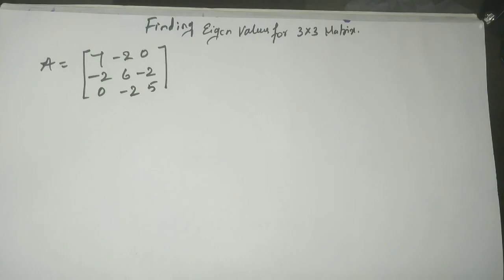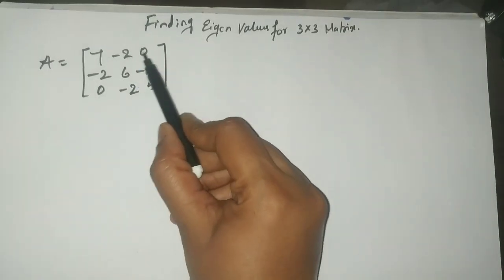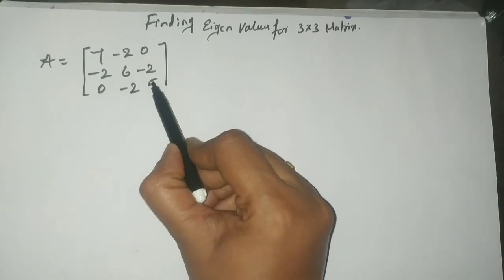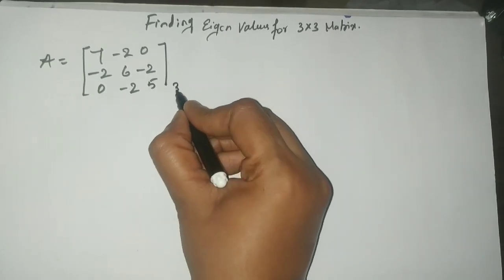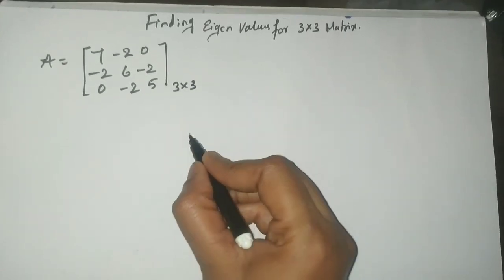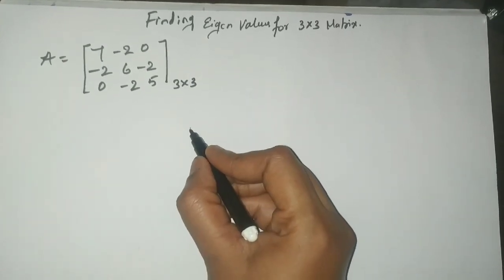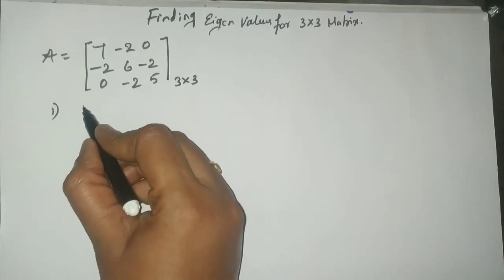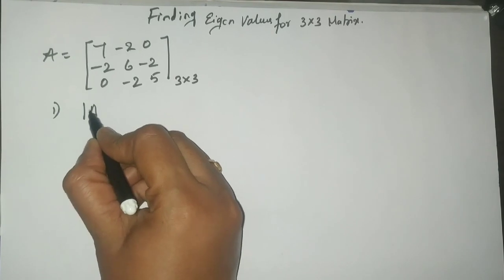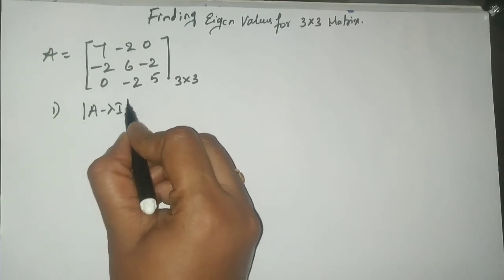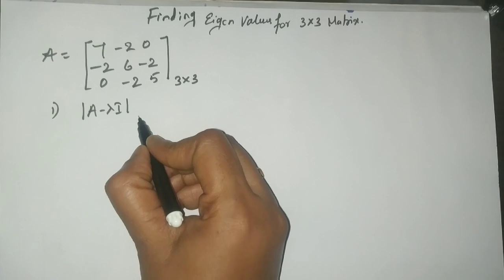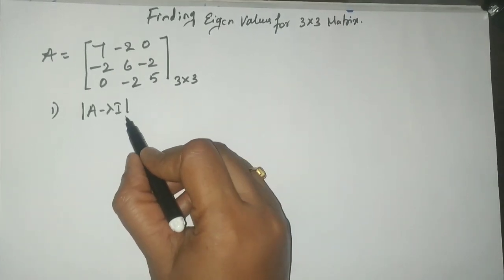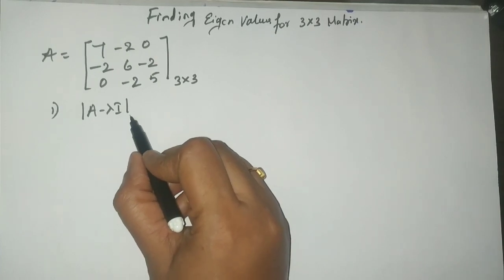Matrix capital A is equal to 7, minus 2, 0; minus 2, 6, minus 2; 0, minus 2, 5. We say this is 3 cross 3 because we have 3 rows and 3 columns. To find the eigenvalue we use the characteristic equation, that is, determinant of A minus lambda I. Using this you can find the eigenvalue for a 3 cross 3 matrix. So first let me explain this concept of finding eigenvalue.